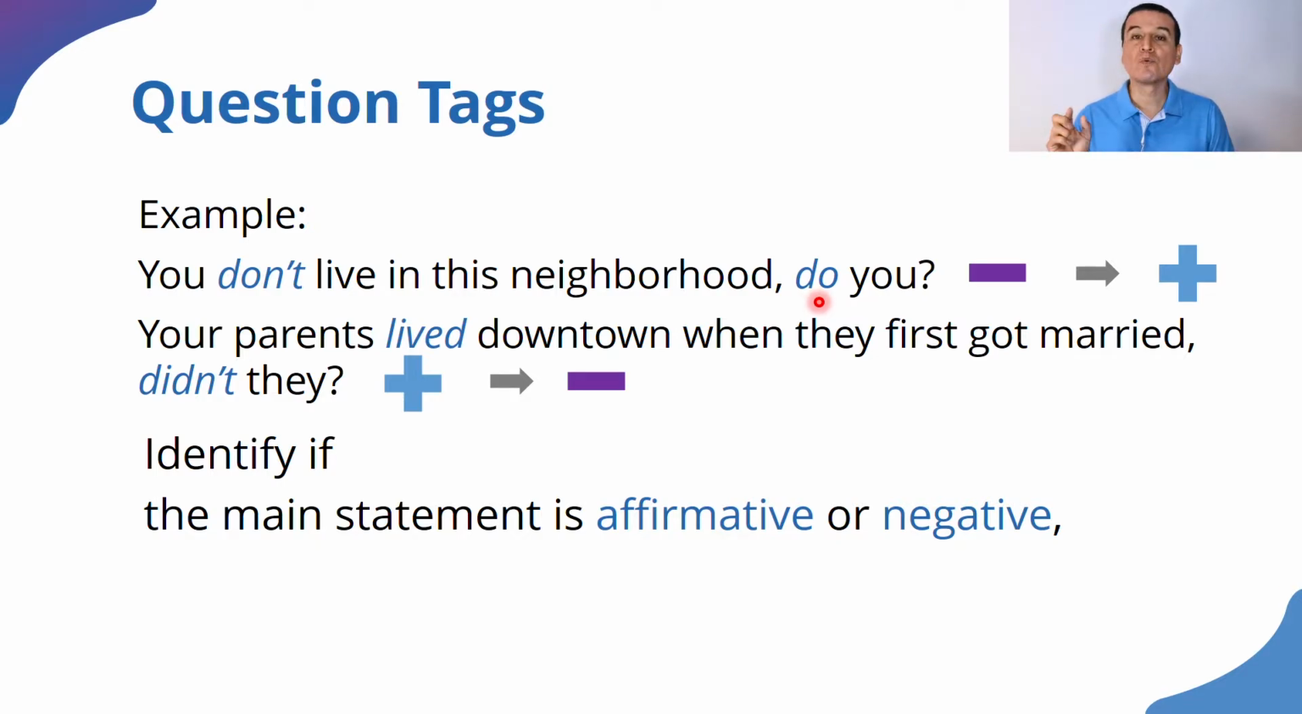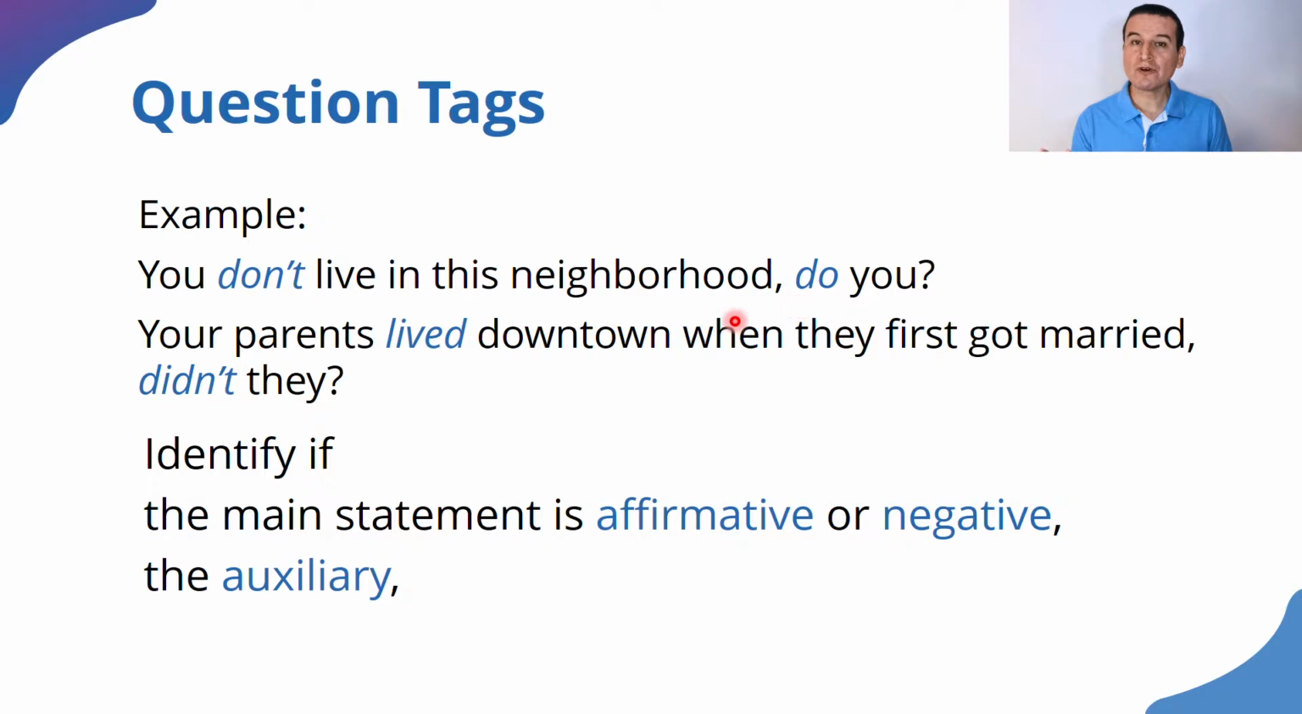Another thing is that we keep the same auxiliary in the question. The auxiliary for the first statement is "do," so we use "do" in the question. For the second sentence, we're talking about the past, and the auxiliary that we use for that question in the past is "did," because every question has an auxiliary, and "did" is the auxiliary that we use for the past.